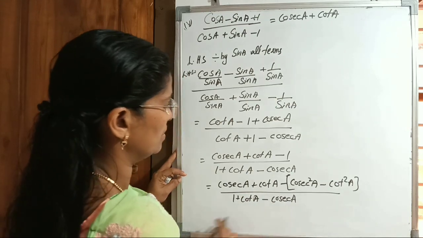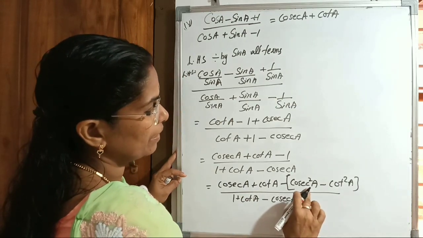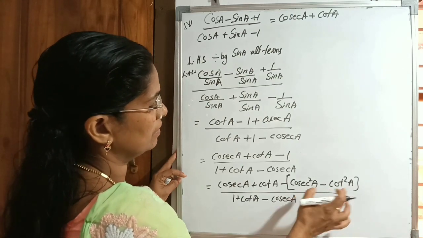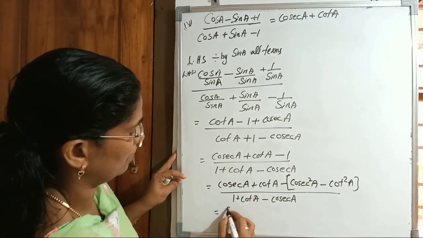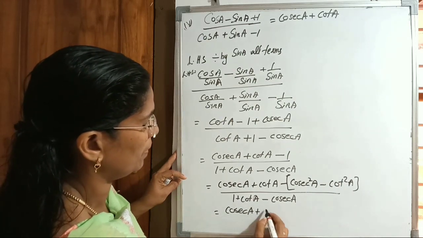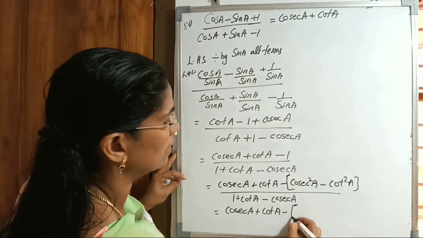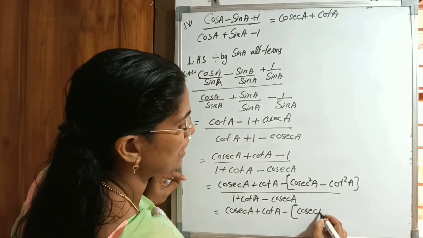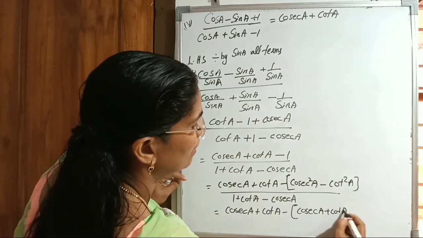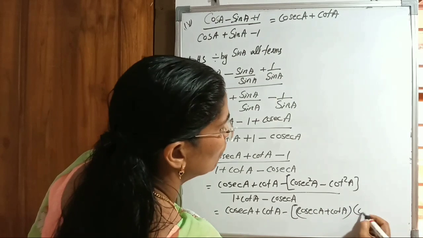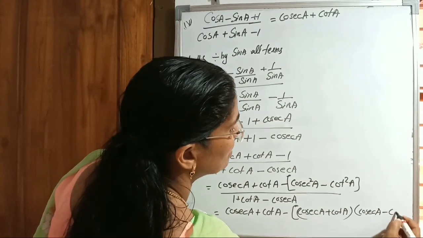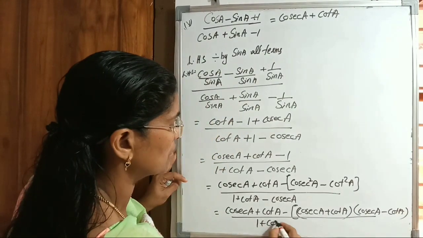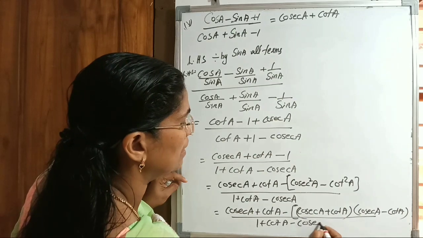Here there is no change. Again this is in the form A square minus B square. So we can change this term as, here we applied the A square minus B square form, cosec A plus cot A into cosec A minus cot A, whole divided by 1 plus cot A minus cosec A.